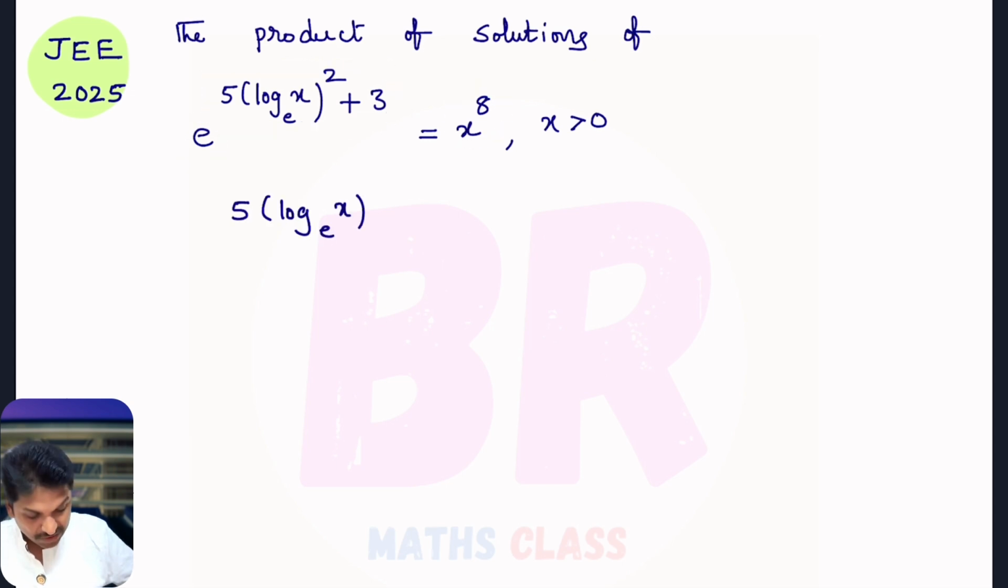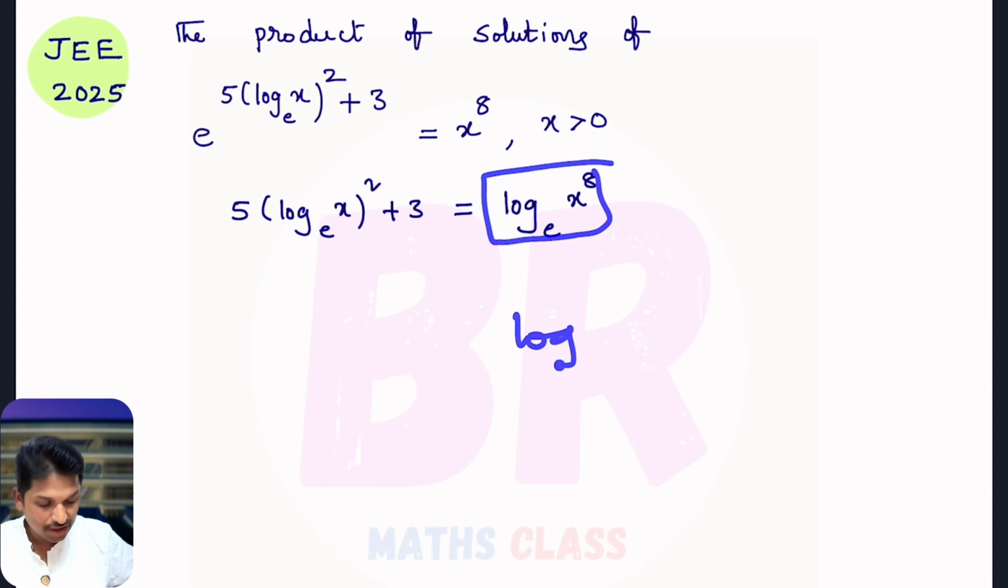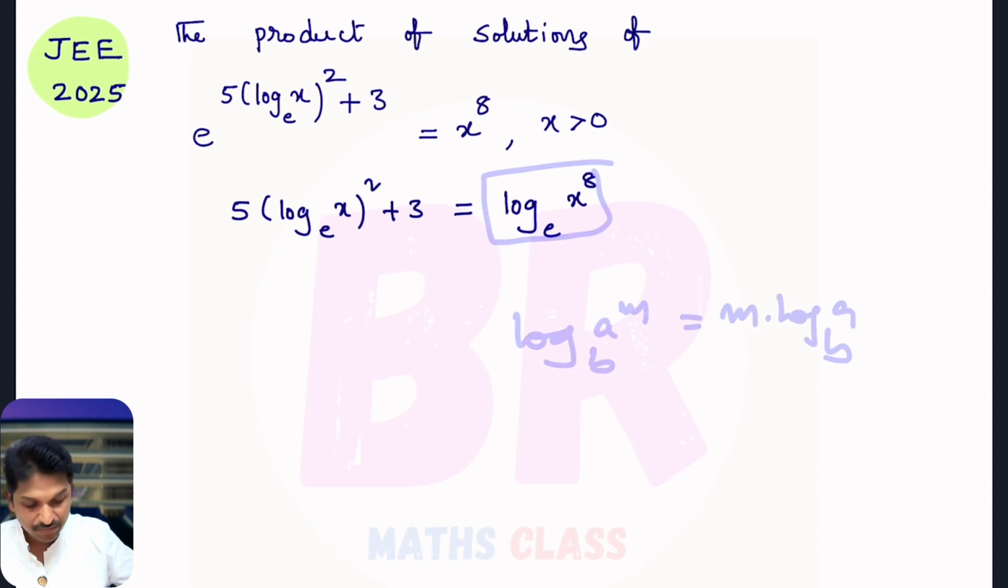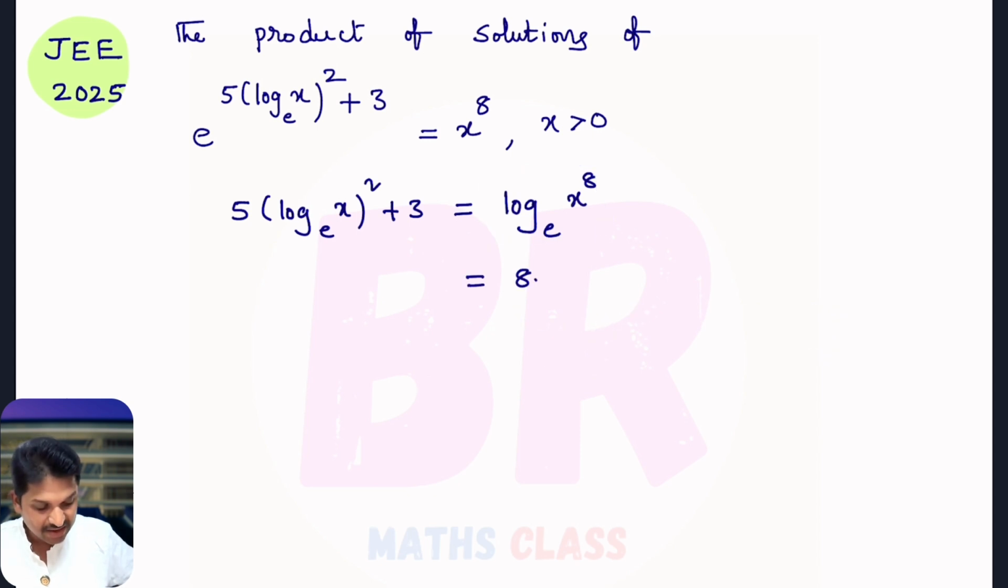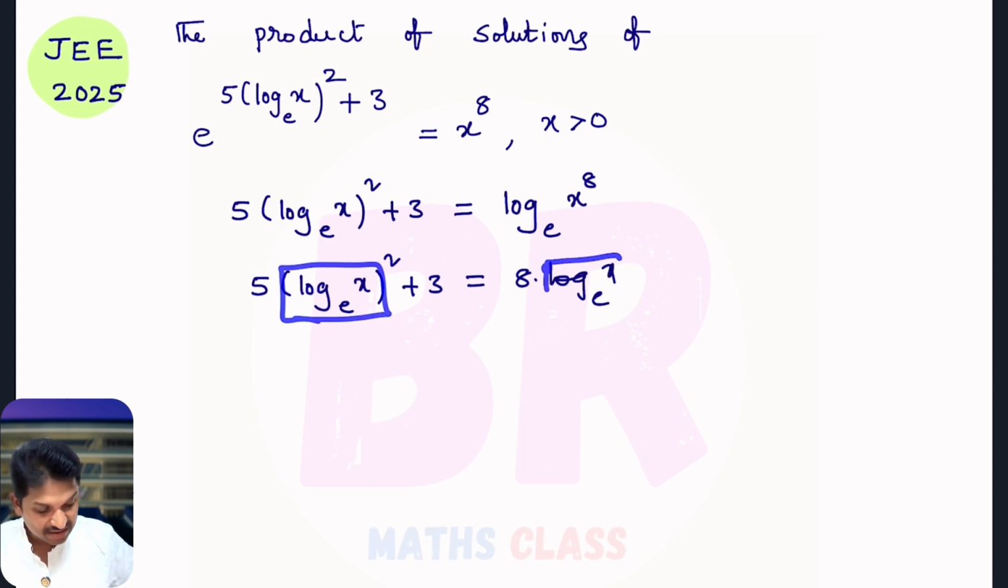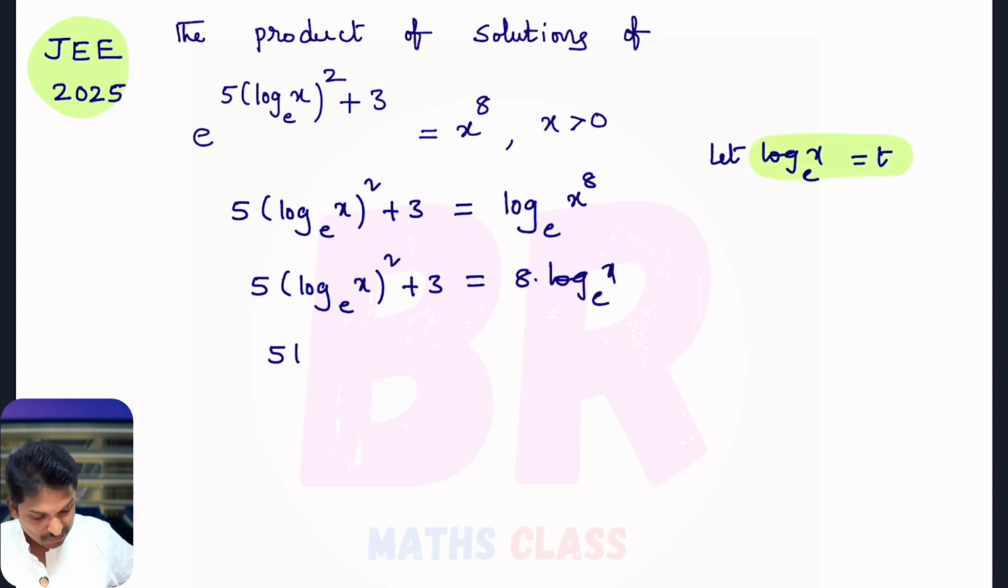So 5 into (log x base e) whole square plus 3 equal to logarithm of x power 8 base e. Now you observe this. This is of the form logarithm of a power m base b, that is m into log a base b. So that equals 8 into log x base e. Now you take this log x base e as some t. Let log x base e be t. Then this equation will become 5t square minus 8t plus 3 equal to 0.